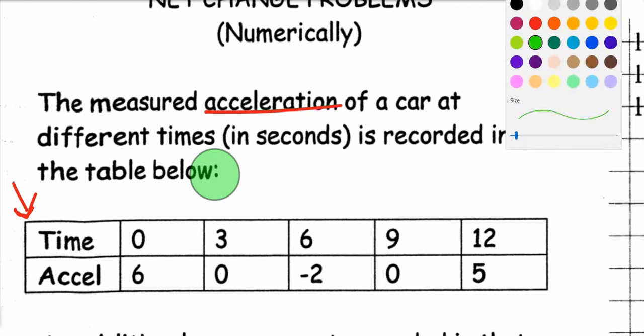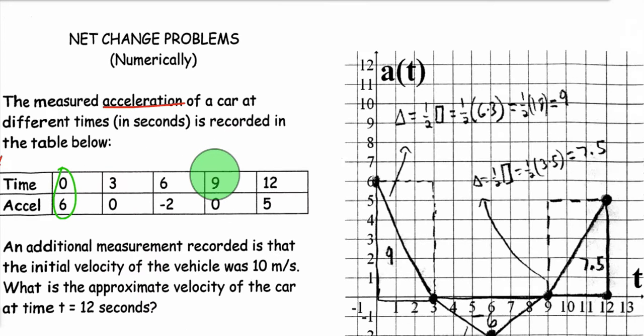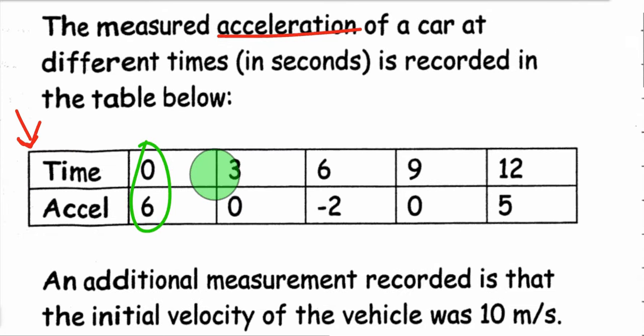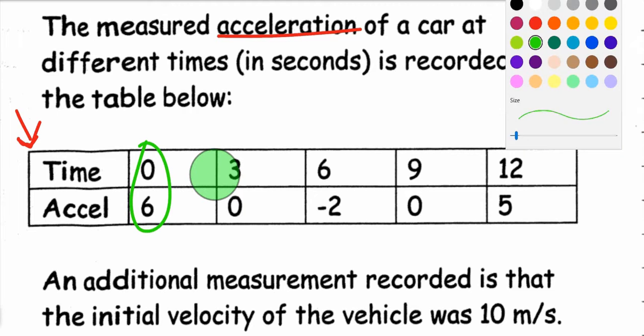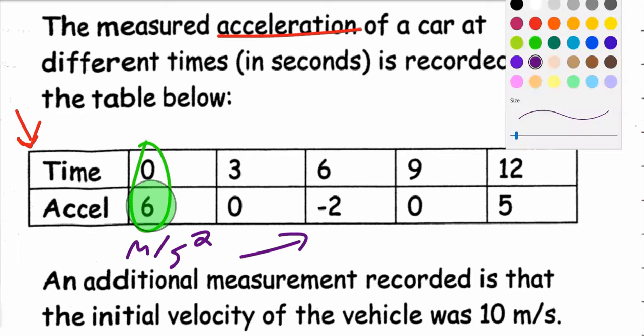For example, at time t equals 0, the car is accelerating at a rate of 6. Now, you could say feet per second squared. You could say meters per second squared. In this case, we're going to be using meters. And so the units down here, I'm going to just use purple. These units down here are going to be meters per second squared. Okay? So at time t equals 0, it's going 6 meters per second squared.